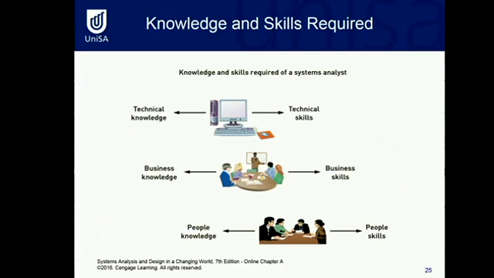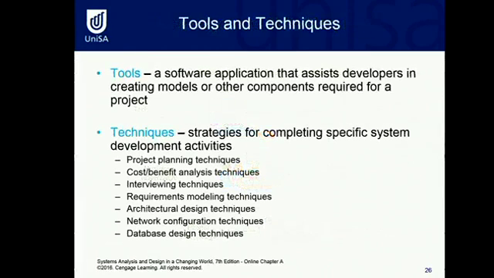But you've got to have all these three different things. You've got to have a set of technical skills and technical knowledge. You've got to have business skills and business knowledge. You've got to have people skills and people knowledge. You need all of those things as a systems analyst to think about what each of those things involves in terms of your knowledge and experience. And we'll look at those in a little bit more detail.